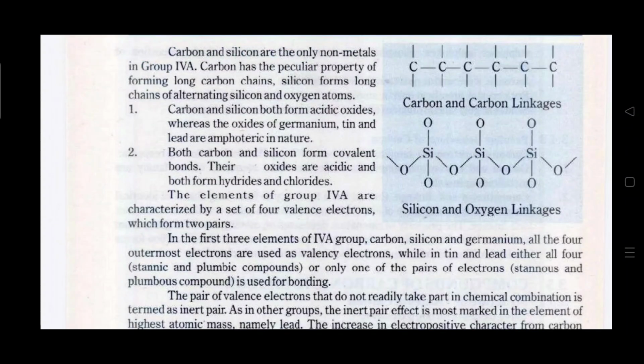The Group 4A elements generally show the valency of 4, but tin and lead can show the valency of 2 as well as 4. It is due to the inert pair effect. All the elements of Group 4A show the property of allotropy, but lead does not show any allotropes.